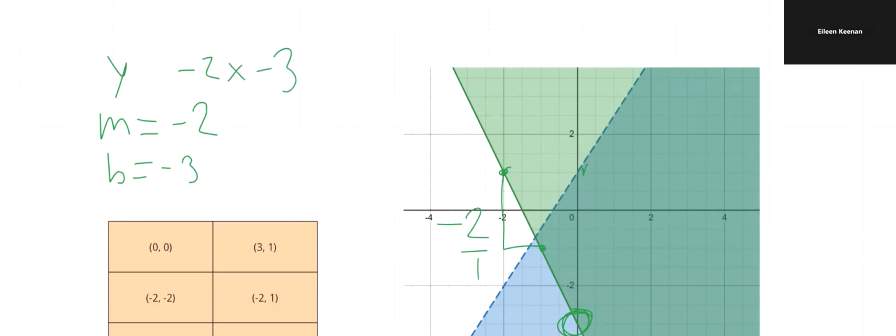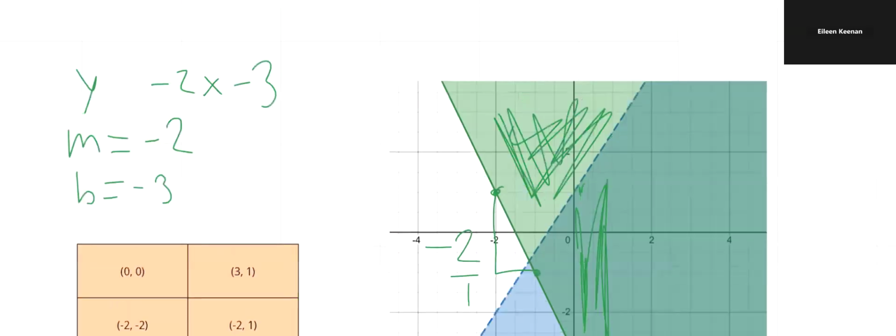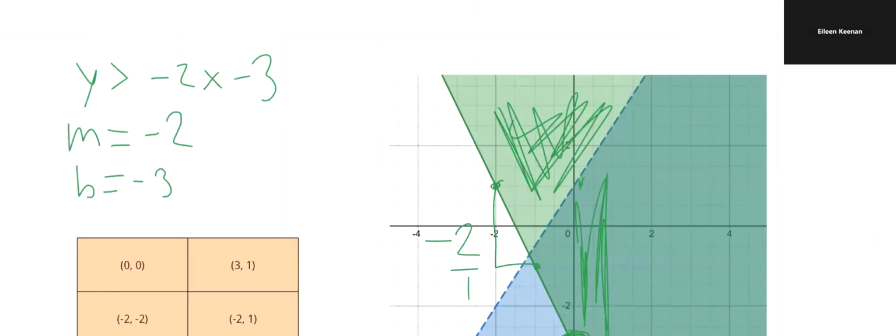Now, how we determine if it's going to be a greater than sign or a less than sign is we look at the shading. We look at where this green shading is. Is it going above the line, above where our y-intercept is, or below? Our green shading is above, so y is greater than, because it's shaded above, where our y's are getting bigger.